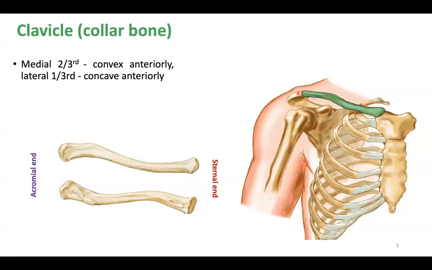Laterally, it has the acromial end. The acromial end is flat, as you see here. And as the name indicates, this end articulates with the acromial process of the scapula, and they form the acromioclavicular joint.